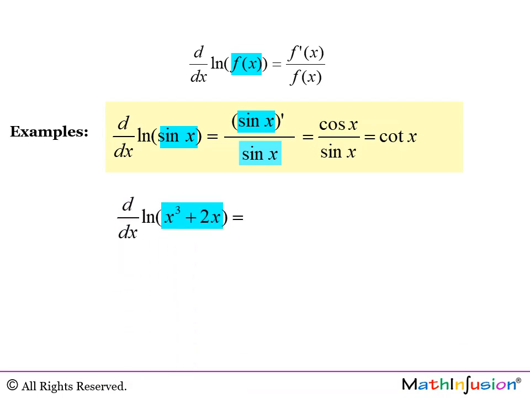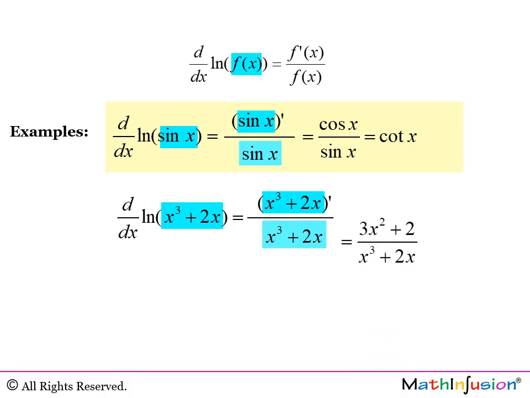Let's now differentiate ln of x cubed plus 2x. Again, here is a fraction line. Under the fraction line, I'm going to write the function, so it's x cubed plus 2x. And above it, I would like to write the derivative of that. And I get that.